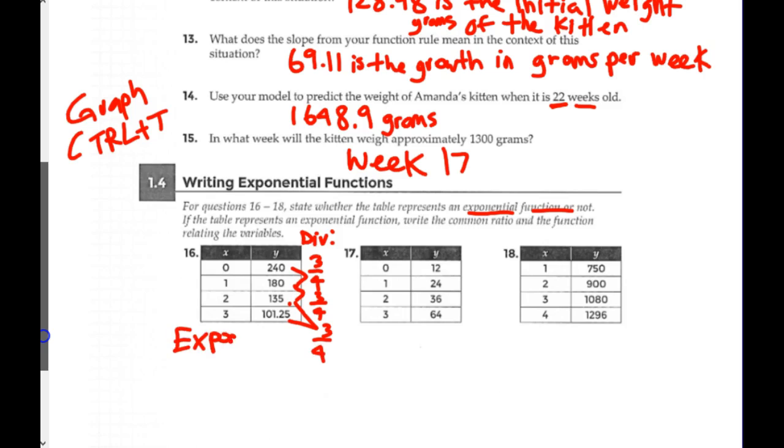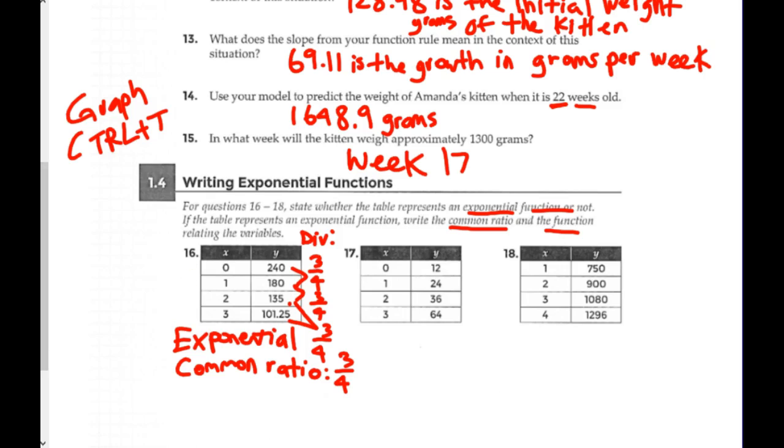The divisions are all the same. And you know what you can do? It says write the common ratio and the function. So the common ratio is 3/4. That's what we're multiplying by each time. If you got 4/3, you're dividing it backwards. Please remember, it's this divided by this. The first divided by the zero term, the second divided by the first term, etc.